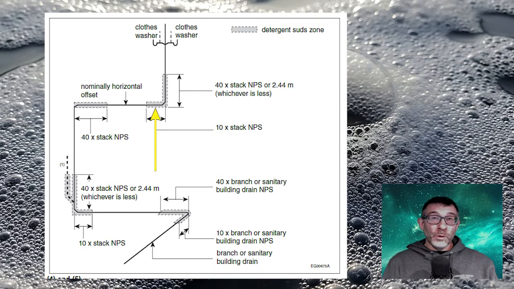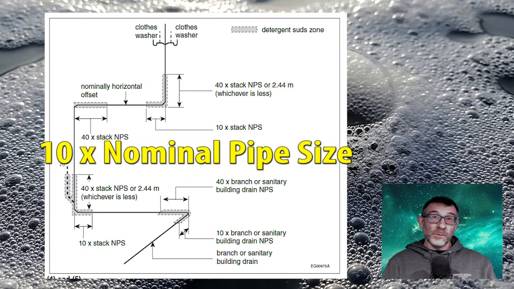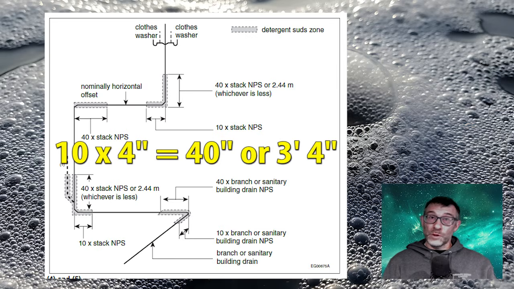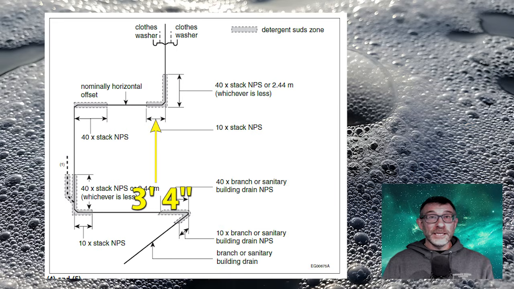Now I travel around the corner and I am nominally horizontal on an offset. Therefore, I need to take, for Clause B, 10 times my nominal pipe size. 10 times 4 is 40 inches, or 3 foot 4 inches. I am not allowed to connect a branch connection in that space whatsoever.